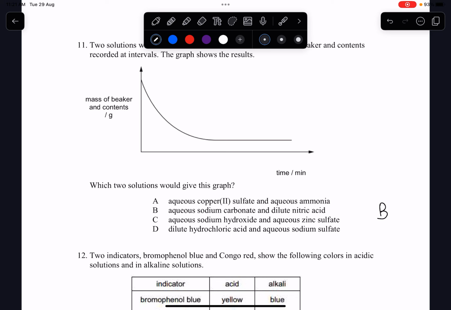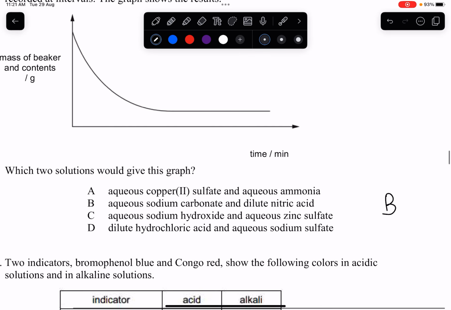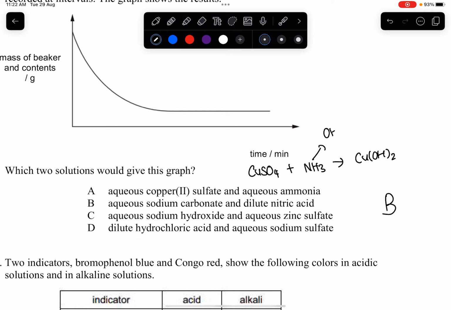Okay, what is reaction 1? You have to take copper 2 sulfate plus aqueous ammonia. From your salts chapter, your QA chapter, you learn that this is a test for copper 2 plus ions. You actually form copper 2 hydroxide, because NH3 will give you your hydroxide ions when it's dissolved in water. So your copper 2 plus ions will combine with your 2OH minus to give you copper 2 hydroxide solid.